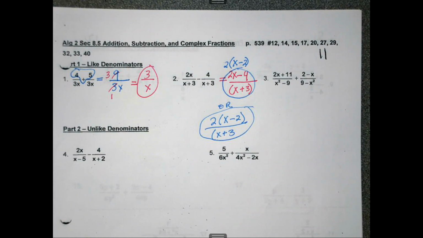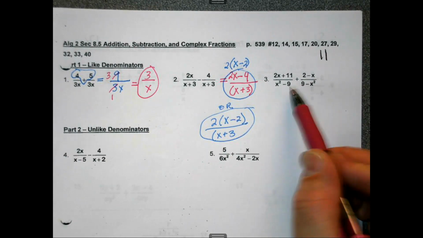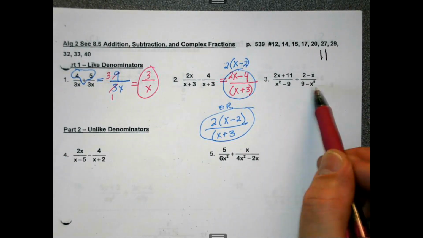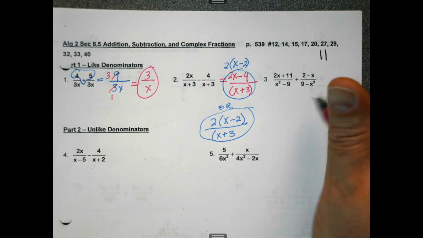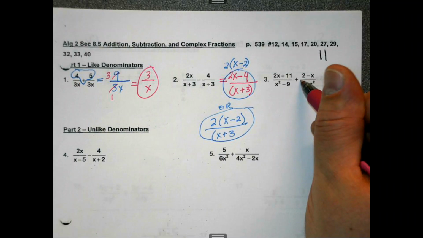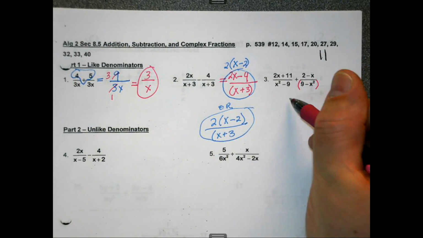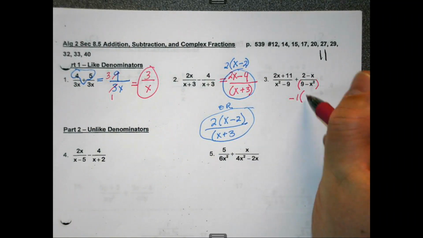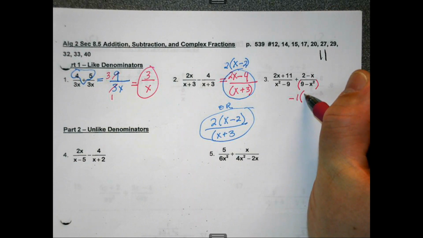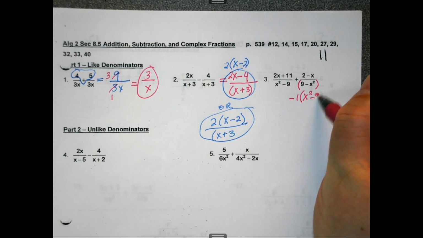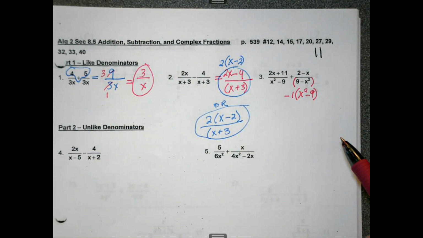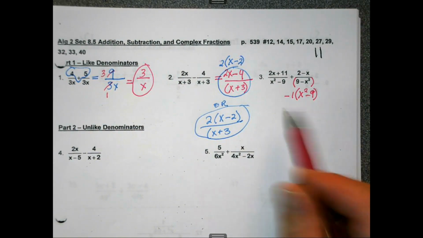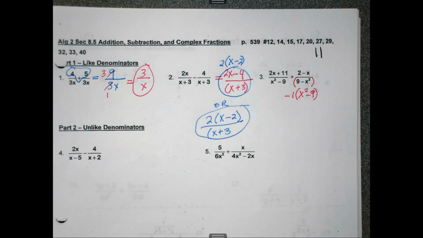Number 3. Now, do we have common denominators here? Technically, yes. If we factored out a -1 from here, on both sides actually, we would have an x squared minus 9, right? So we could do one of two things. We could leave our -1 in the denominator.